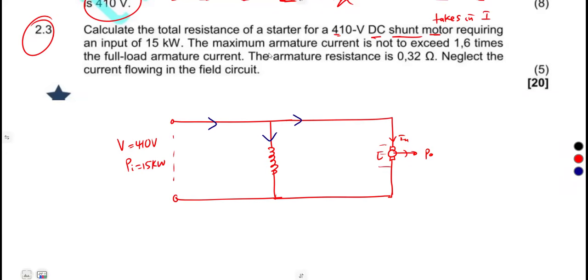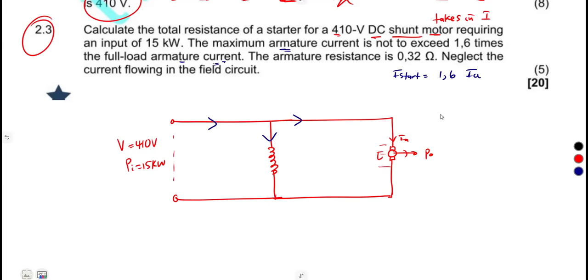All right. Then the maximum armature current is not to exceed. Take note there. The maximum armature current is not to exceed 1,6 times full load armature current. So which one is this? This is the starting current, the maximum one. So the starting current is not to exceed 1,6 times of what? Of the armature current, which we do not have from our circuit here. So we are limited, right? So at full load, that is what we are given.